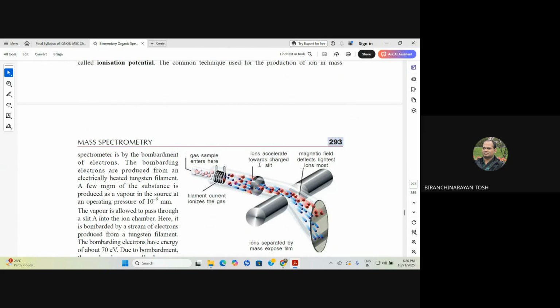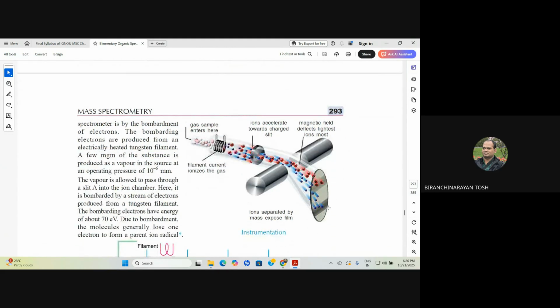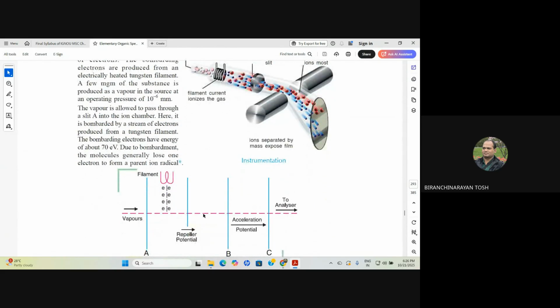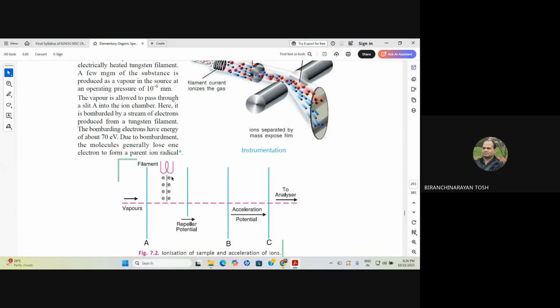Ions accelerate towards the charged plate, and the magnetic field deflects the lightest ion most and the heaviest ion least. Then ions are separated by mass and detected on an exposed film. This is the schematic diagram: the source is there, then repeller potential, then acceleration potential, then the analyzer.